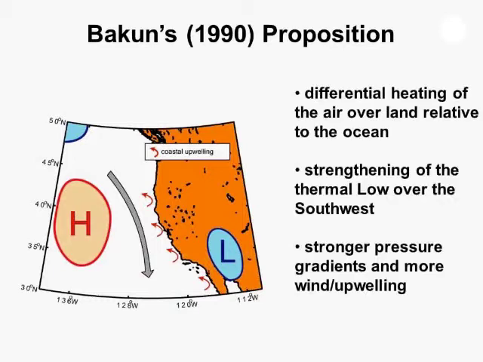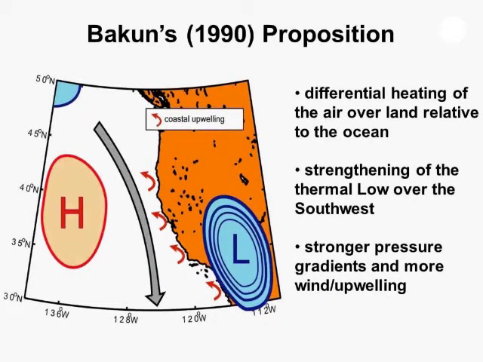So what Bakun proposed is that there would be differential heating of the air over the land relative to the ocean. There's going to be more heating of the air temperature rather than the ocean temperature because water resists heating, whereas air doesn't. When that would happen, there would be a strengthening of this low pressure system over the desert southwest, increasing the gradient between the high pressure system and the low pressure system, which would result in more wind and more upwelling. So if I just toggle back and forth, this is basically what he was suggesting, that this low pressure system was going to intensify.